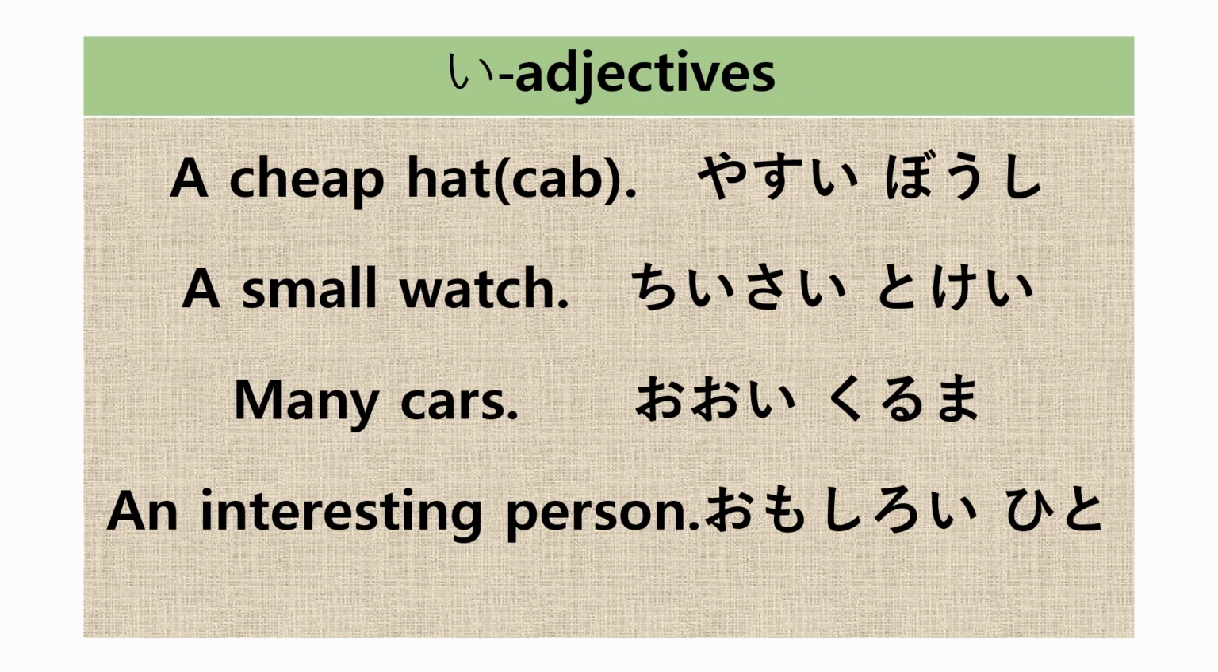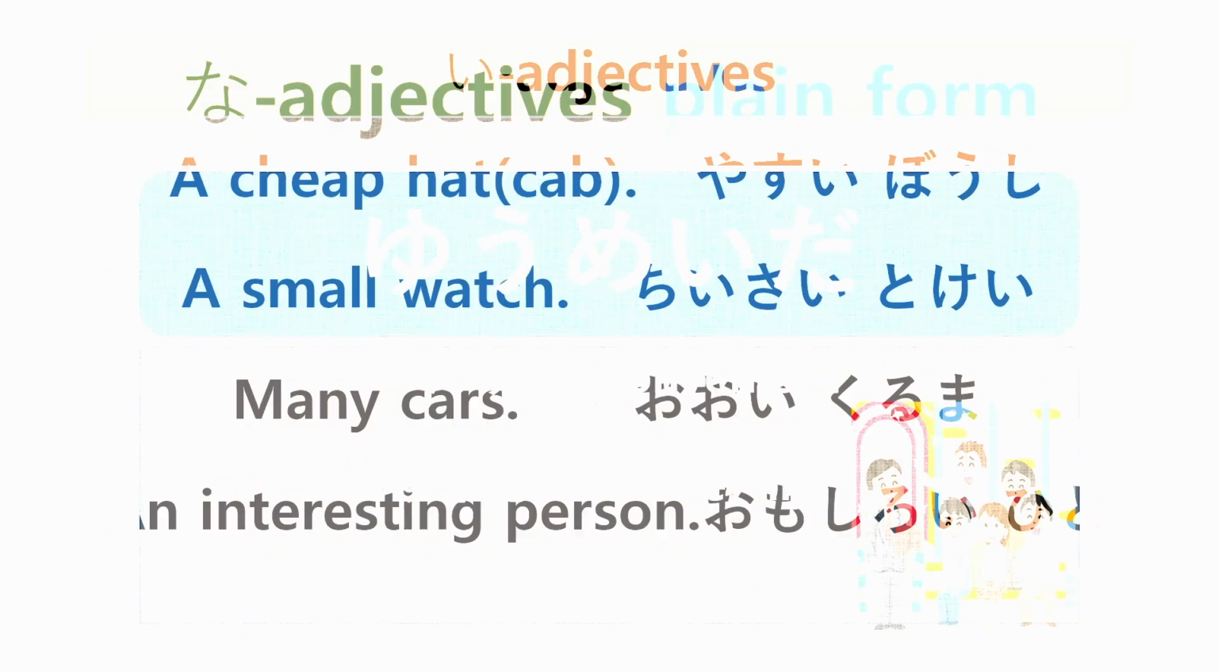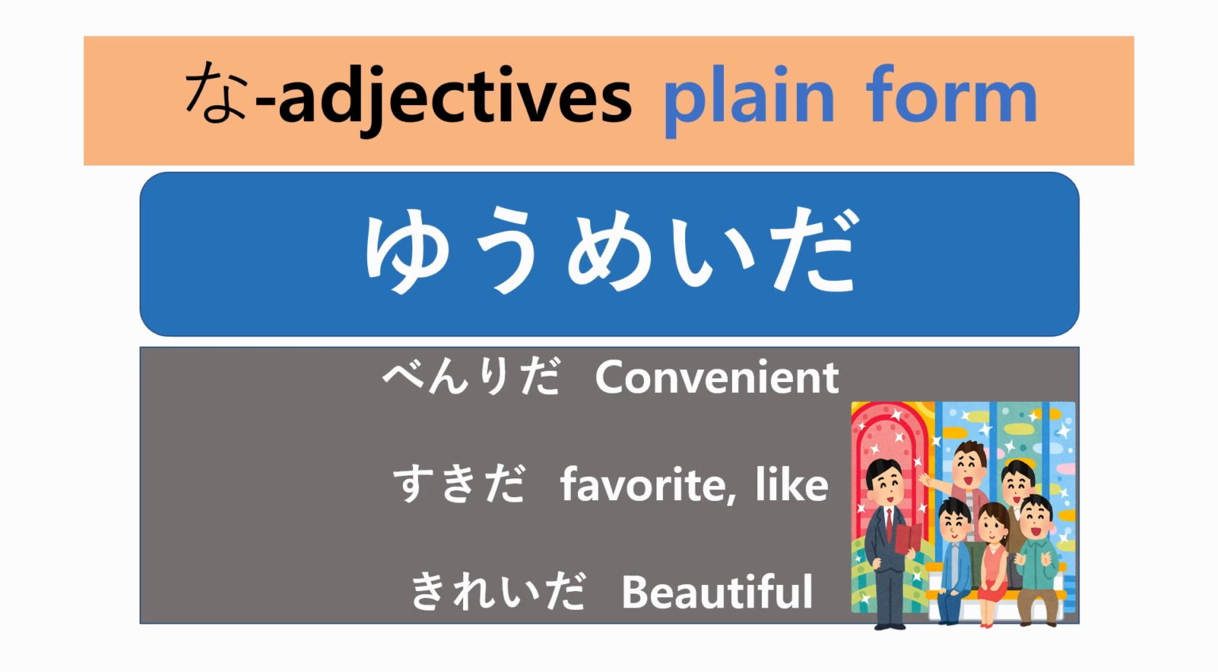Now let's take a look at various sentences where adjectives modify nouns. Please repeat after me. A cheap hat. 安い帽子。A small watch. 小さい時計。Many cars. 多い車。An interesting person. 面白い人。Now let's take a look at the na-adjectives.